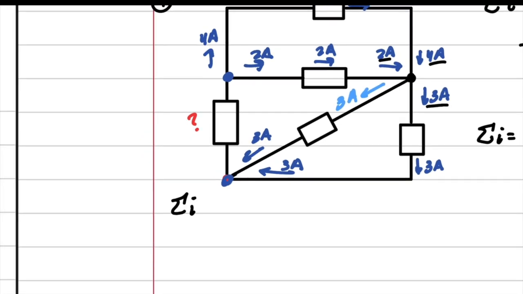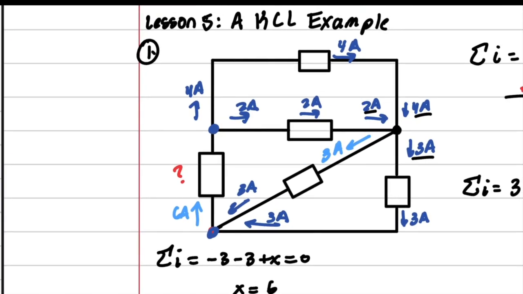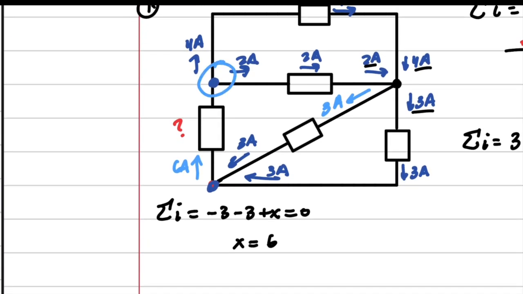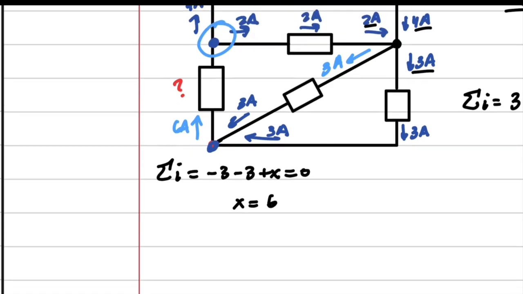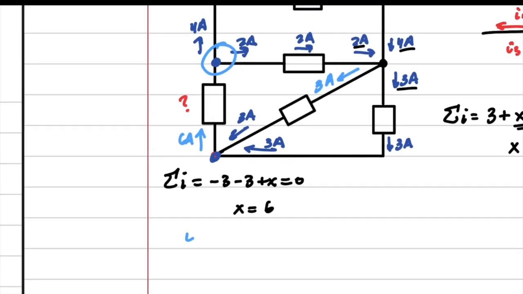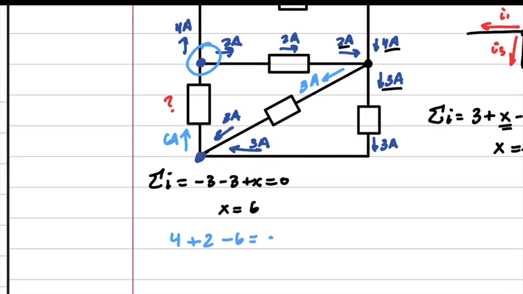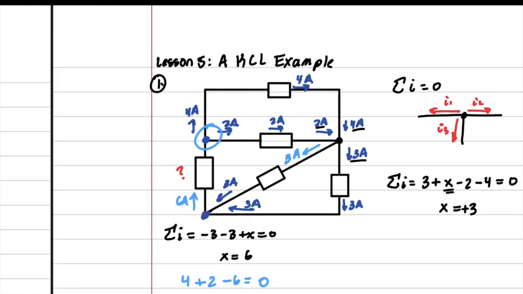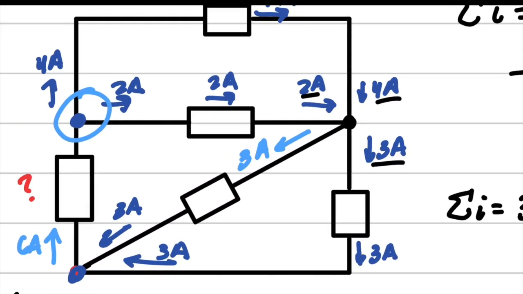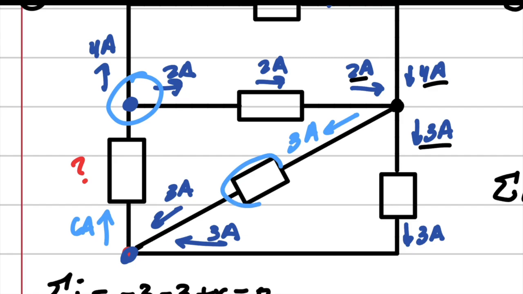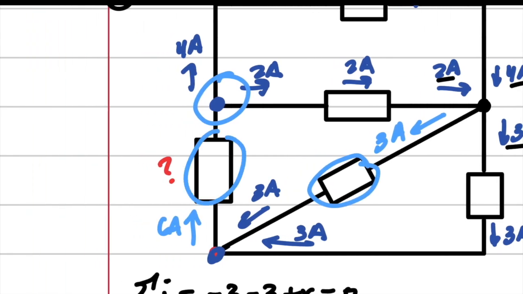Sum of the i's, we have -3 minus 3 plus x equals 0. X is equal to 6. So this guy right here is 6. And we can verify that with this node right here. We have 4 amps going out, 2 amps going out, minus 6 equals 0. So KCL is satisfied, and we found that the current in this branch is 3 amps, and the current in this branch is 6 amps.